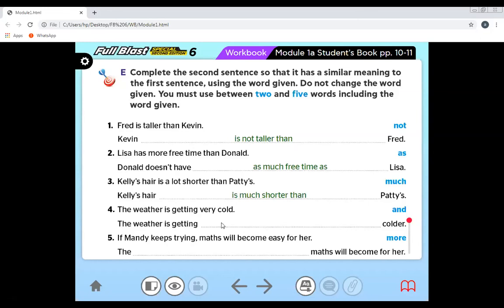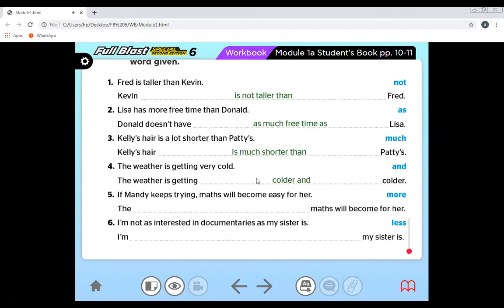The weather is getting very cold. The weather is getting comparative. It will be colder and colder. The weather is getting colder and colder. If Mandy keeps trying, math will become easy for her. The more, the comparative. It will be the more Mandy tries, the easier math will become for her.